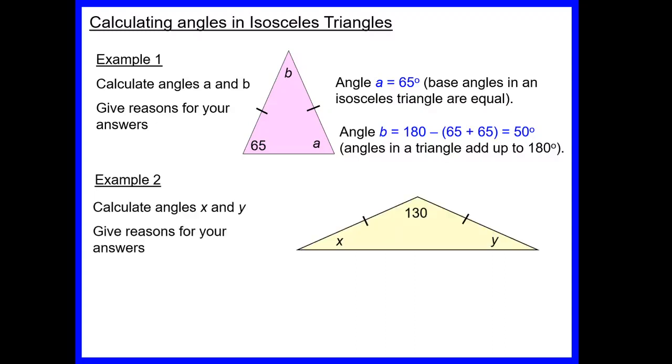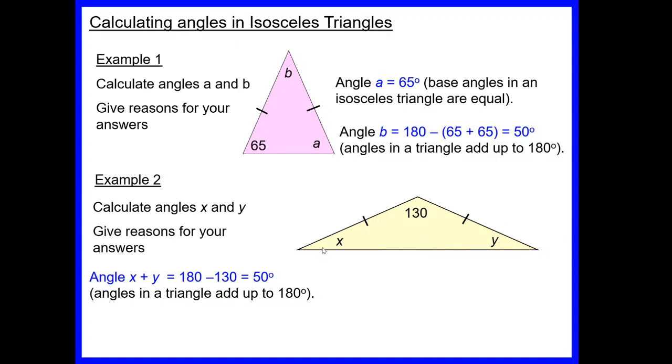Okay, our second example then. We're asked to calculate angles X and Y, and again give reasons. So again we can see we've got an isosceles triangle. We follow down the two sides of the same length, so these X and Y are our base angles. So we know that all the angles in our triangle must add to 180 degrees. So if we do 180 minus 130, we get 50 degrees. So that means angle X and angle Y together must equal 50 degrees.